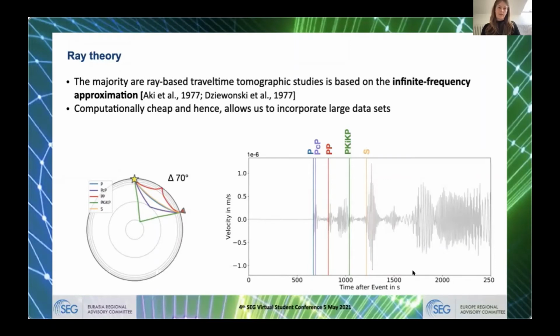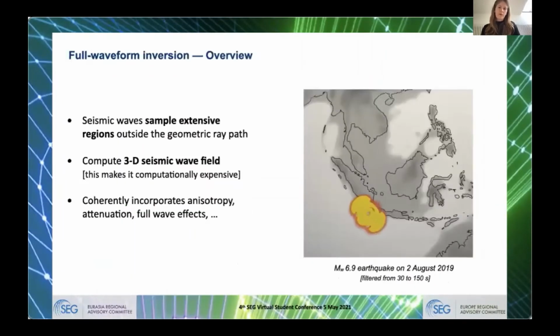The other problem lies in the theory. These methods are based on an infinite frequency approximation, assuming seismic waves travel along rays connecting sources and receivers as shown here. But it's long been known that seismic waves are sensitive to an extensive volumetric region outside of the geometric ray path.